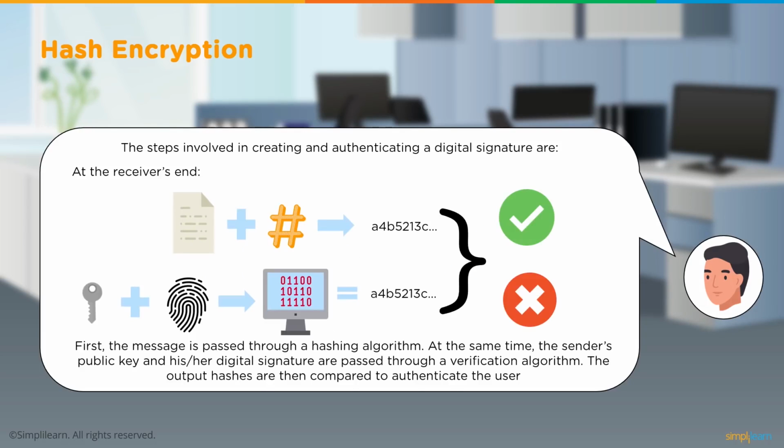So these three things are published on the network for the validators, for the miners, to use and verify the authenticity of the sender. Now at the receiver's end, first the message is passed through a hashing algorithm. Now at the same time, the sender's public key and his or her digital signature are passed through a verification algorithm. Now both the functions will generate a hash. If both the hashes are compared and they match, then the transaction and the identity of the sender is approved. Otherwise, it is rejected.